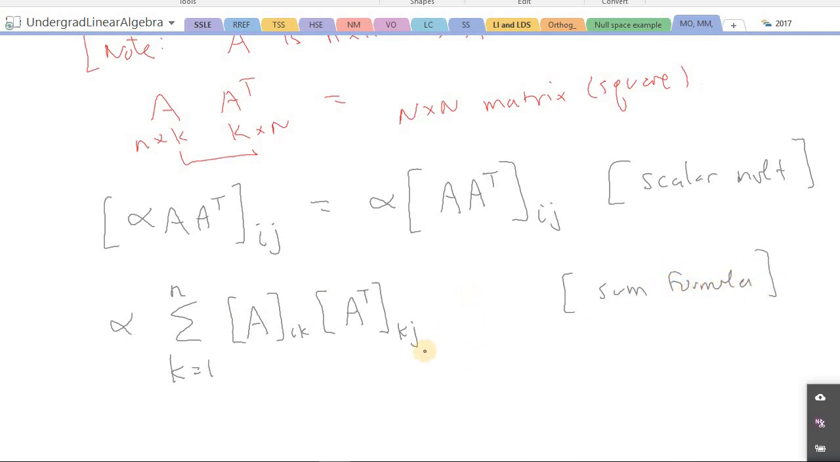Okay, where do we go from here? A transpose kj is equal to A jk. So I can write that as alpha sum k equals 1 to n of A ik A jk. And that's from the definition of transpose.